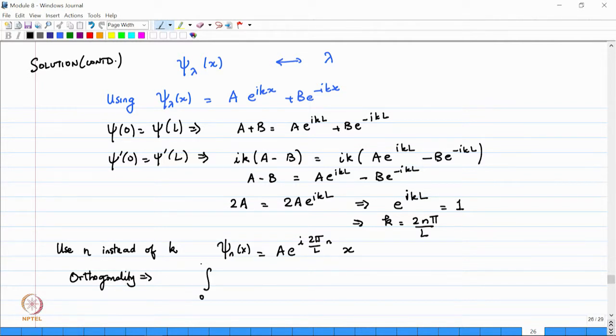and your orthogonality relation implies integral 0 to L psi n of x psi m of x dx equal to 0 if n is not equal to m, and this can be easily verified. It is nothing but a Fourier series, because these are just the coefficients in a Fourier expansion. And so you can easily verify these. Now, these functions are referred to as plane waves.